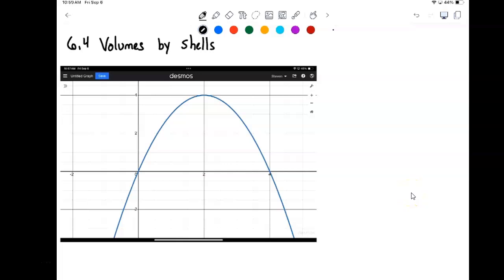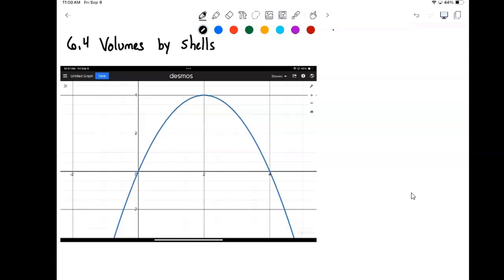Okay, welcome back. So now we're ready to do some turtle math. Right, volumes by shells. Actually, this doesn't have anything to do with turtles, of course. But we're going to be using what are called cylindrical shells.